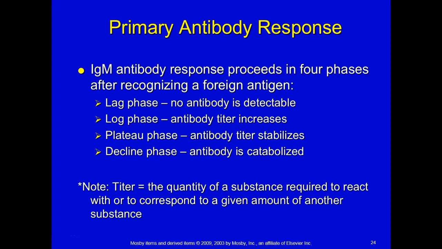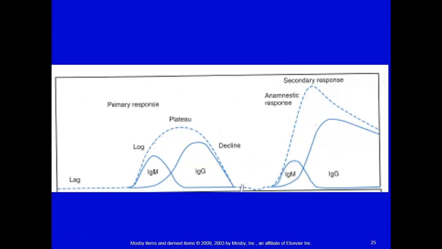And I'm going to put a note in here. The titer is the quantity of a substance required to react with or correspond to an amount of another substance. So the higher the titer, the more antibody you have. Here's a picture of what I just mentioned.